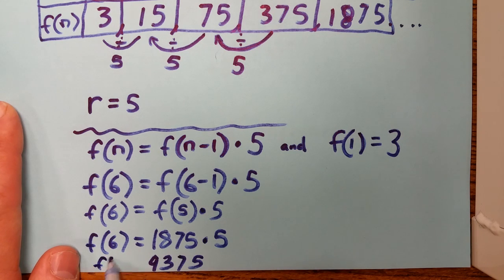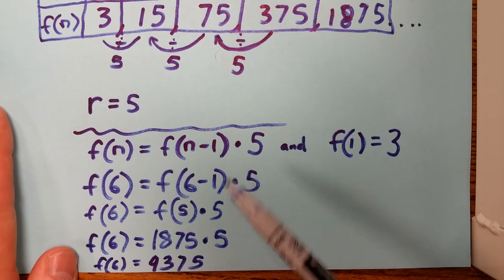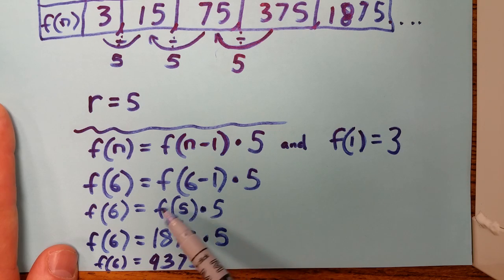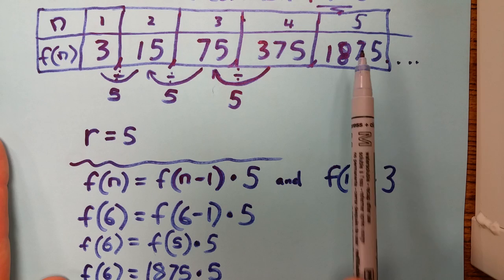F of 6 equals 9,375. That is using the recursive function. Here's a critical step: you need to know what f of 5 is in order to proceed. Luckily, from our table we did know what f of 5 is.